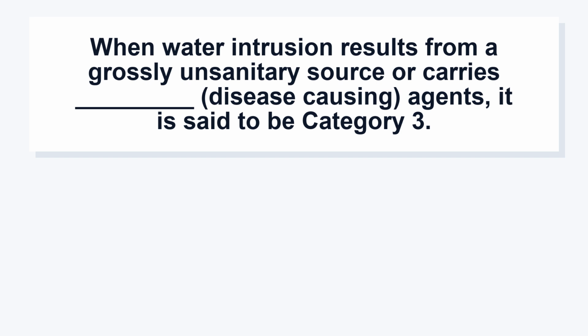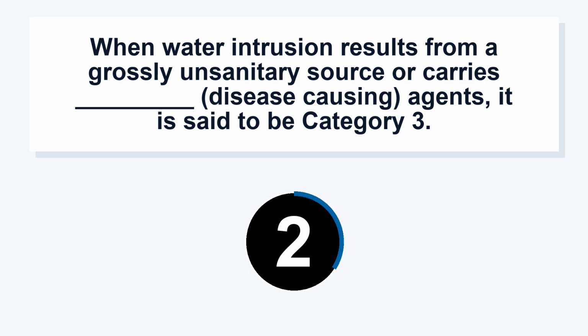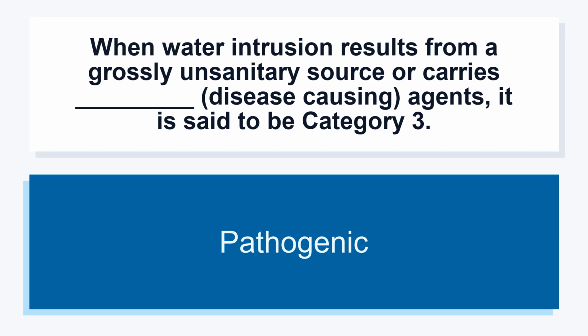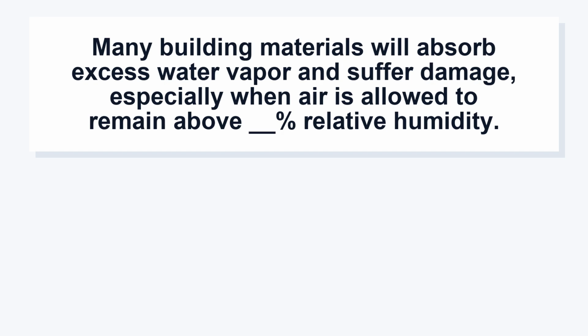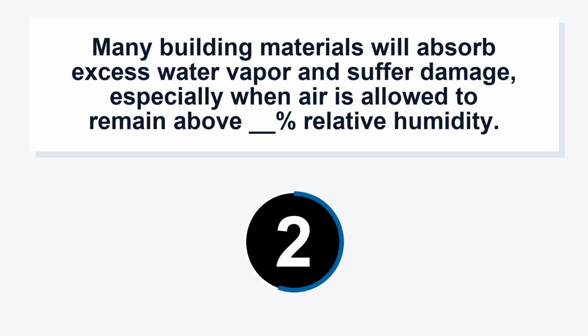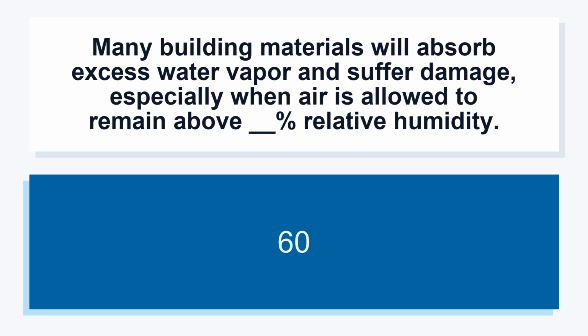When water intrusion results from a grossly unsanitary source or carries disease-causing agents, it is said to be Category 3. Pathogenic. Many building materials will absorb excess water vapor and suffer damage, especially when air is allowed to remain above 60% relative humidity. 60.